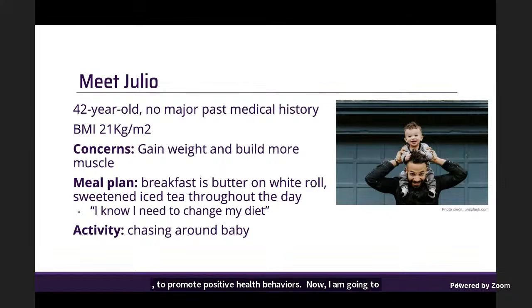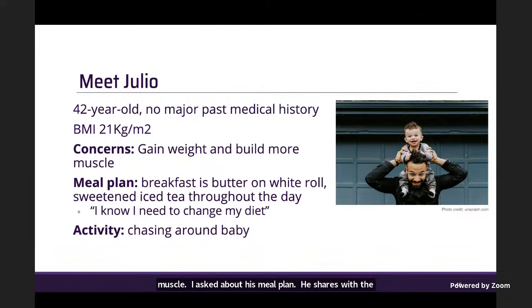We have Julio. He's a 42-year-old male with no major past medical history. He comes in with concerns about gaining weight and building more muscle. I ask about his meal plan. He shares with me breakfast is butter on a white roll, sweetened iced tea throughout the day, and he says, I know I need to change my diet. I'm sure many of us have heard this before.